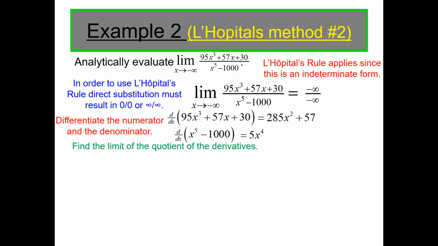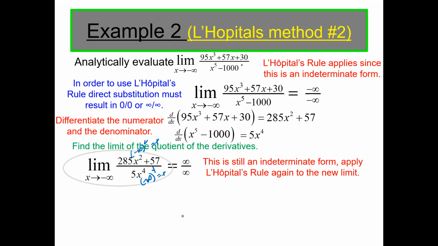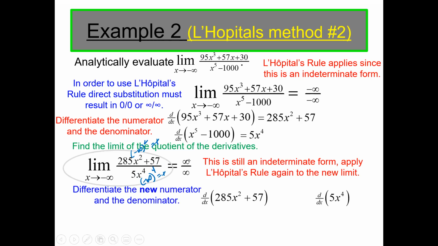Now we're going to put them back into the limit and apply the limit with negative infinity. You're still going to end up with infinity over infinity. It's positive because when you put a negative infinity squared, it gives you a positive, and negative infinity to the fourth power, which is still even, also gives you a positive. So it's indeterminate again. Let's try to do it one more time.